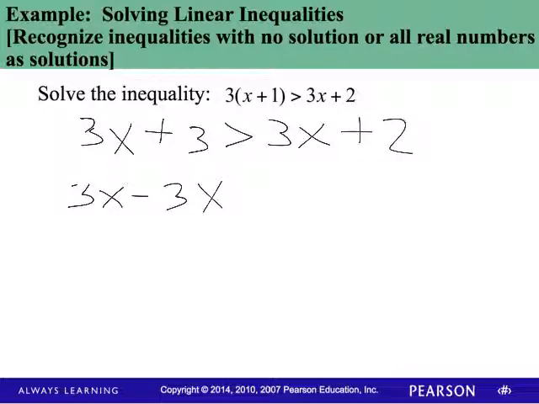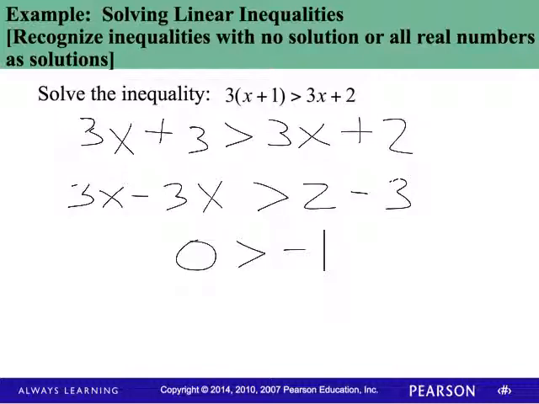And we'll also subtract 3 from both sides. So what we'll end up with is this expression. So 3x minus 3x is just 0. So we're saying that 0 is greater than -1. Well, look, we have an expression that doesn't have any x's in it whatsoever. So what does that mean?